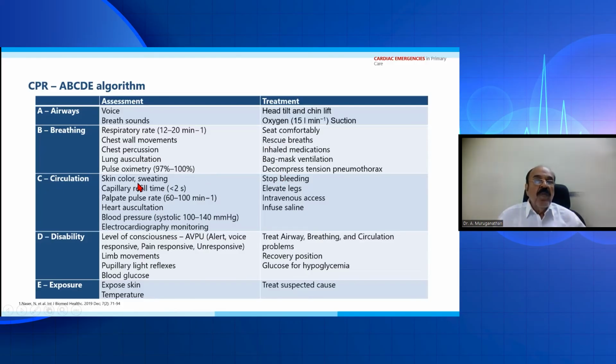C is circulation: look for skin color, sweating, capillary refill time less than 2 seconds, palpate pulse rate, heart auscultation, blood pressure, ECG monitoring. Look for any bleeding and stop it, elevate the legs, establish intravenous access, infuse saline. Disability: level of consciousness, alert, voice responsiveness, pain responsiveness, unresponsive; limb movements, pupillary light reflex, blood glucose. Treat airway, breathing and circulation problems, recovery position, glucose for hypoglycemia. In exposure, expose the skin, check temperature, treat the suspected cause.